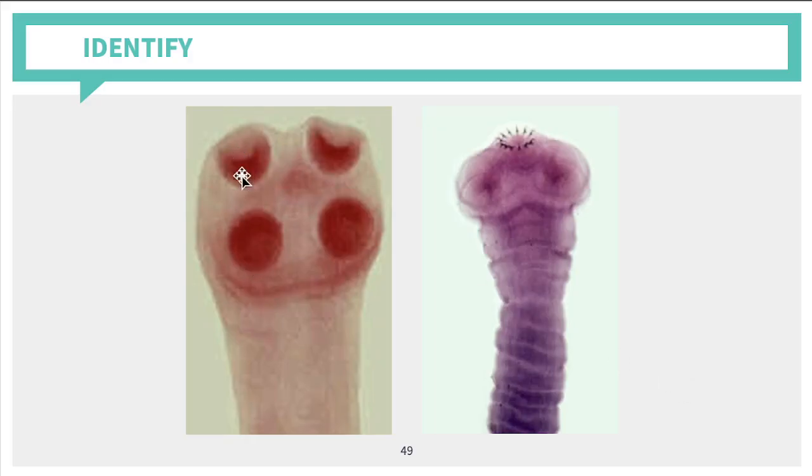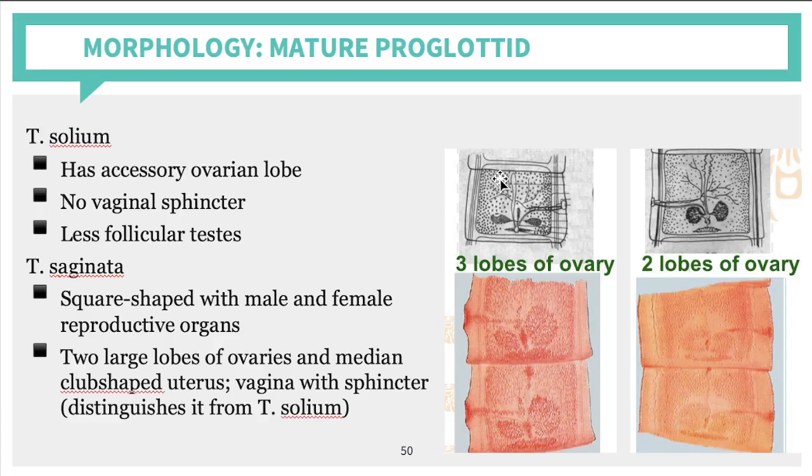So again, can you see some rostellum here? You cannot. Therefore, this is Taenia saginata. Here you can see the hooks. It's more spherical. Therefore, this is now your Taenia solium. Again, saginata, solium. Okay, how about the mature proglottid?